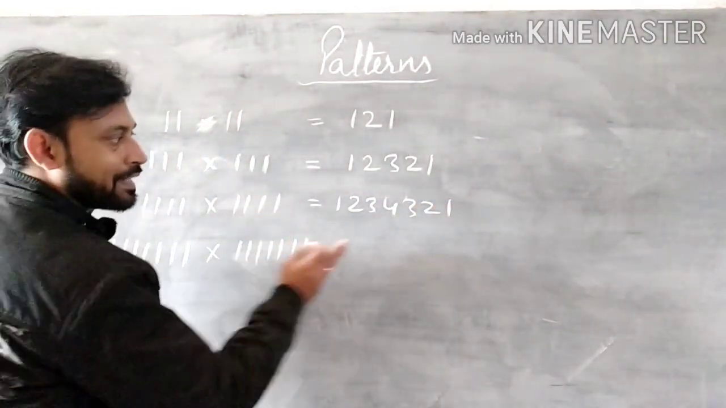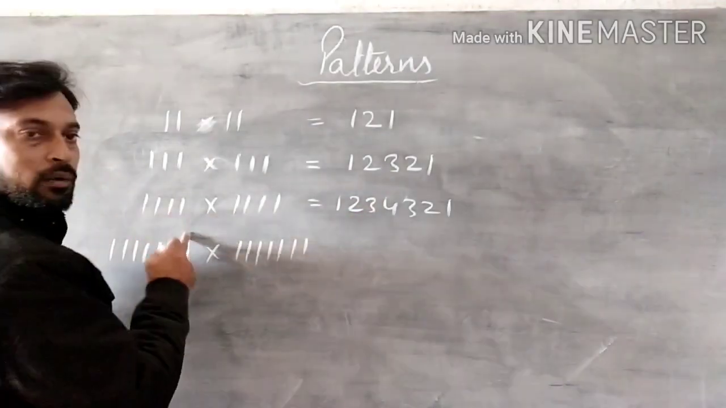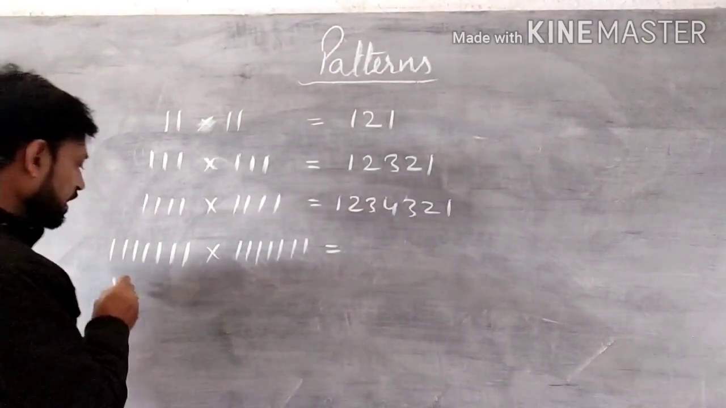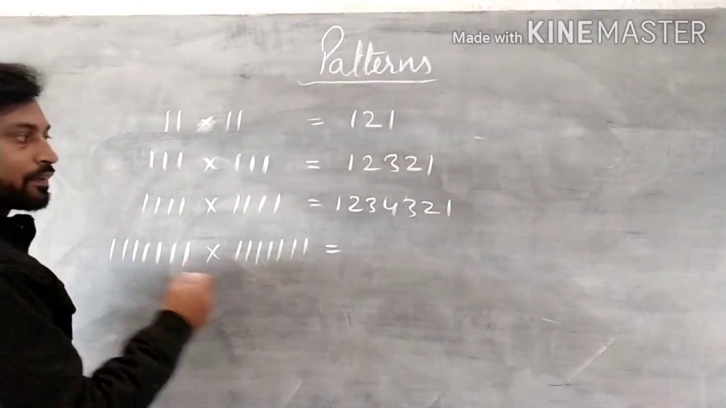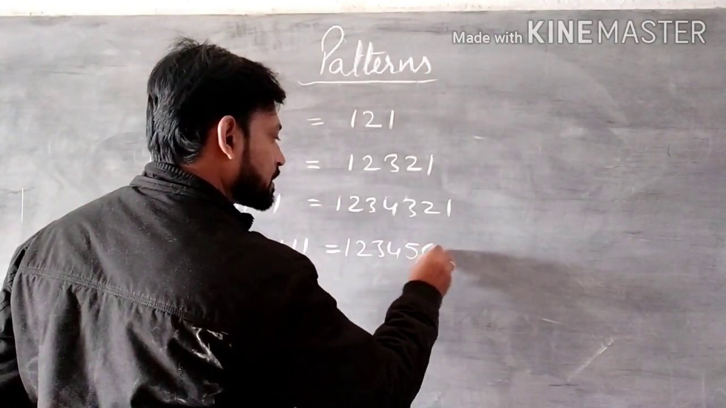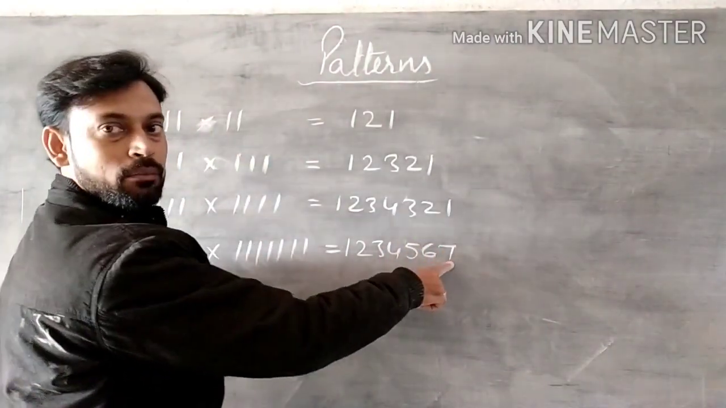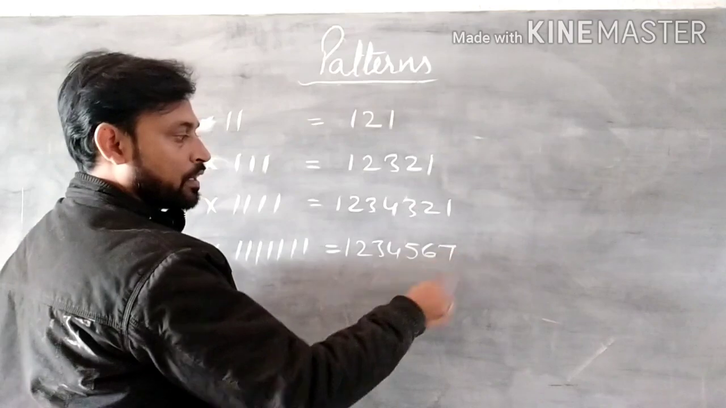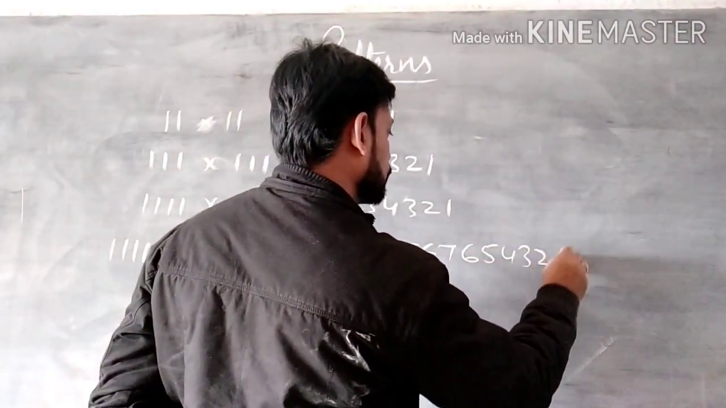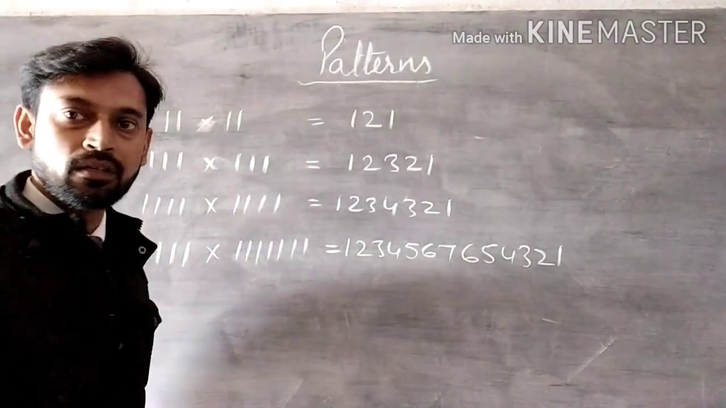You have to go on increasing till the middle number and then go on decreasing. Right? Here we have 1, 2, 3, 4, 5, 6, 7. So 1, 2, 3, 4, 5, 6 and 7. 7 is the middle number, middle digit. Now you have to decrease: 6, 5, 4, 3, 2, 1. So this will be the answer.